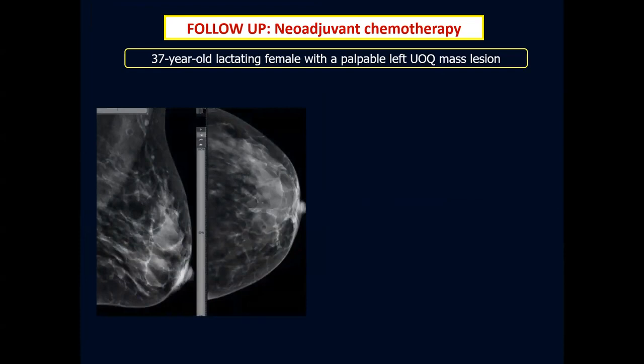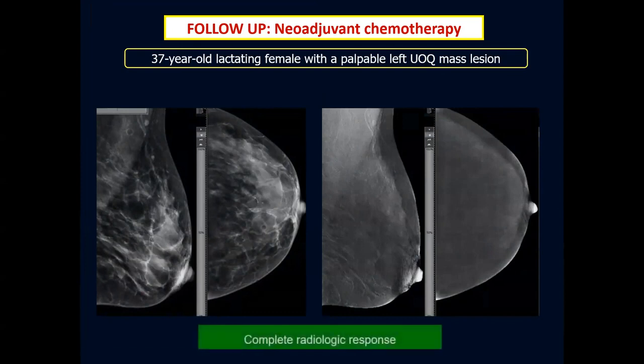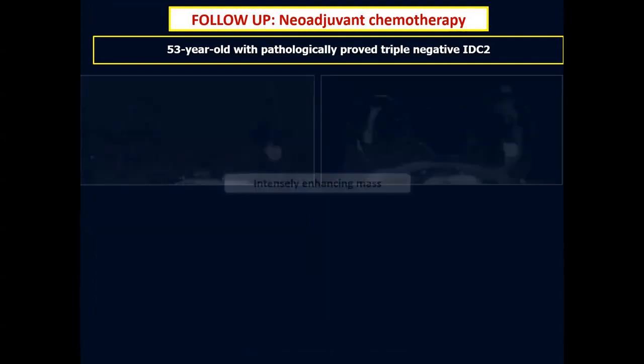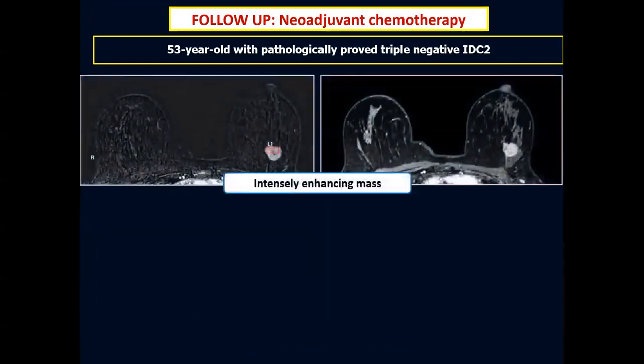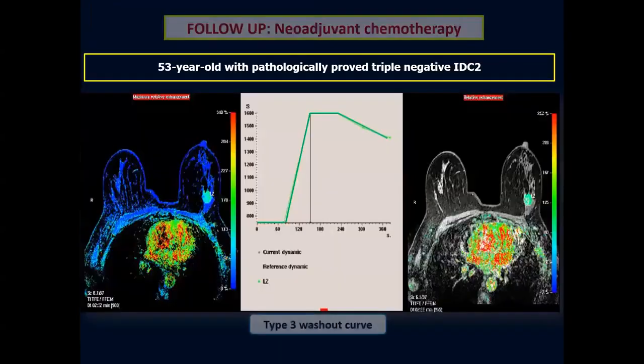This was her post-neoadjuvant films, and it is difficult to assess the response in the post-neoadjuvant films, while with a single look on the contrast mammogram, we can surely say that there is complete radiological response. This is another 53-year-old female with pathologically proved, again, triple-negative breast cancer, and she had an intensely enhancing mass and axillary lymph nodes, matted axillary lymph nodes.